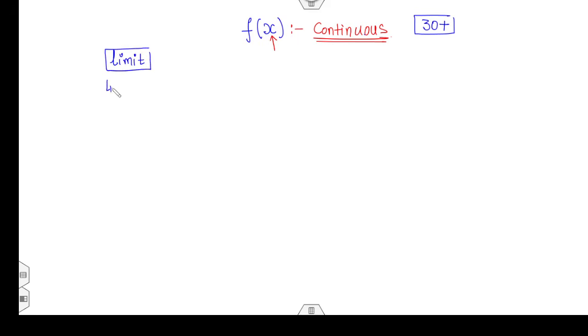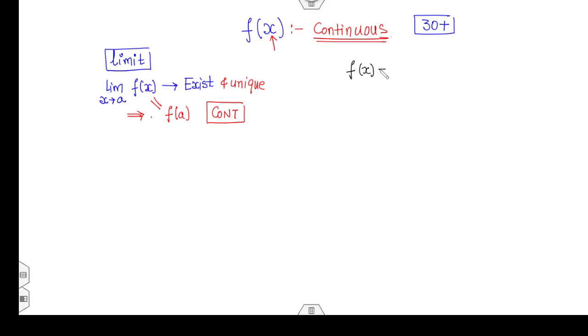Whenever the limit as x approaches a of f(x) exists, that is, the function value exists and is unique, then you can say the limit exists. And whenever this limit is equal to f(a), then the function is said to be continuous. But how can you solve it in a couple of seconds?